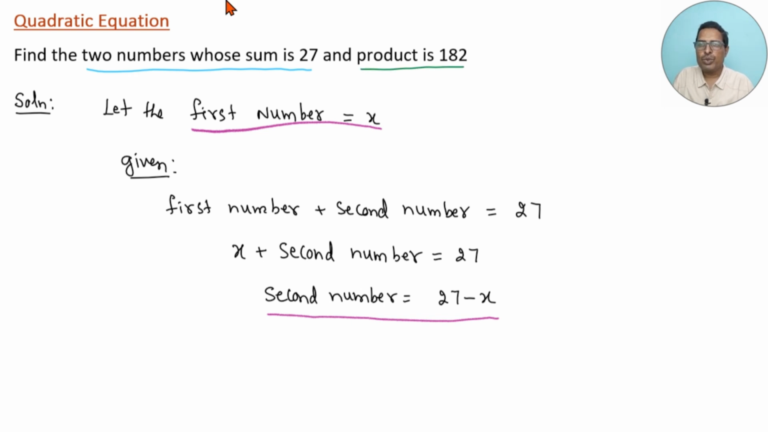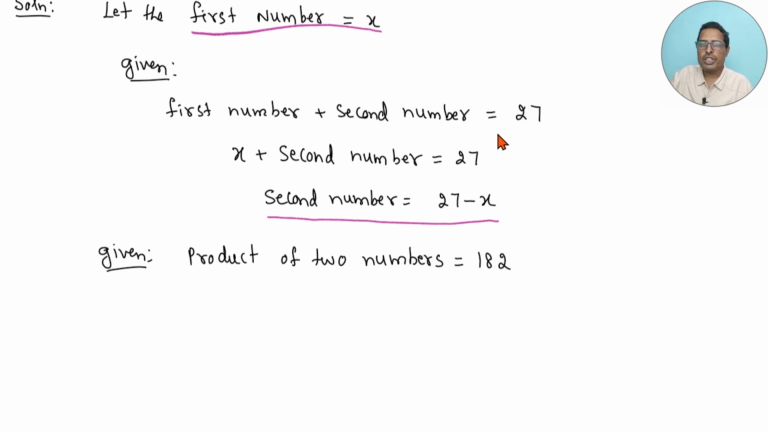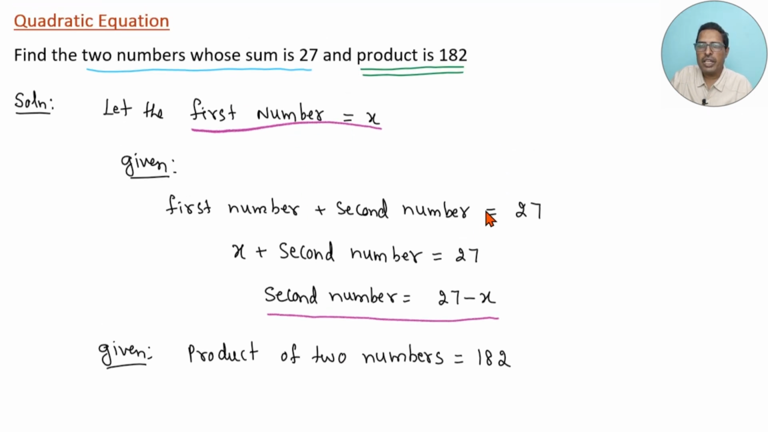And the product of these two numbers is 182, it says. That means the first number multiplied by the second number will give rise to 182. So once again it is given that the product of two numbers is equal to 182. So what does this product of two numbers mean? It is the product of the first number and the second number.